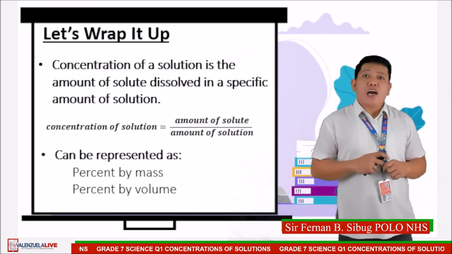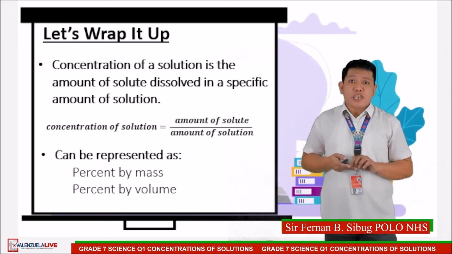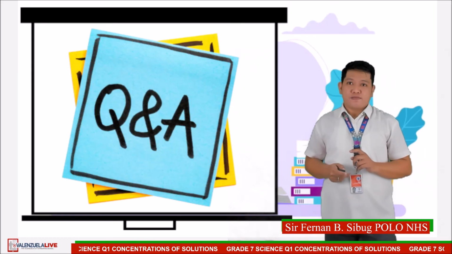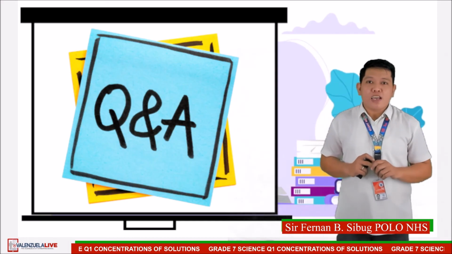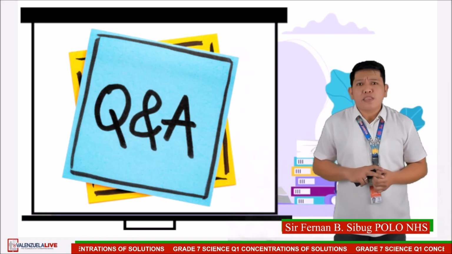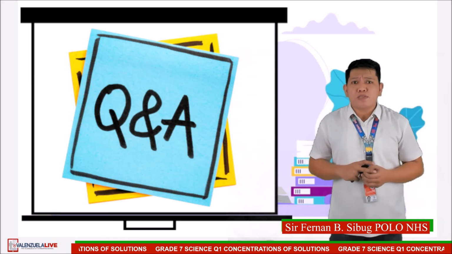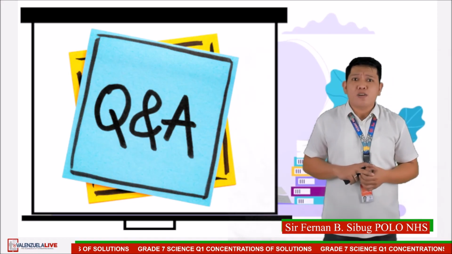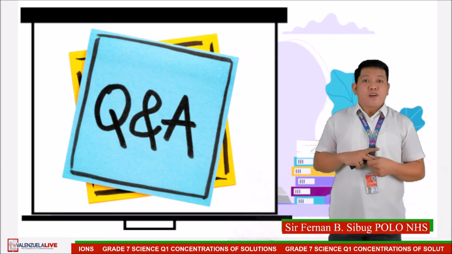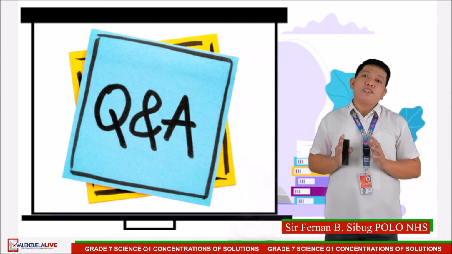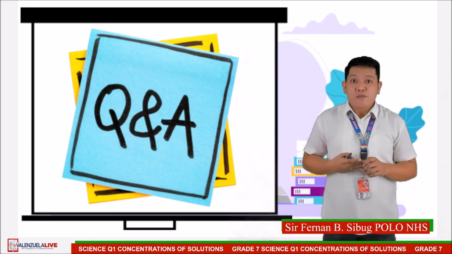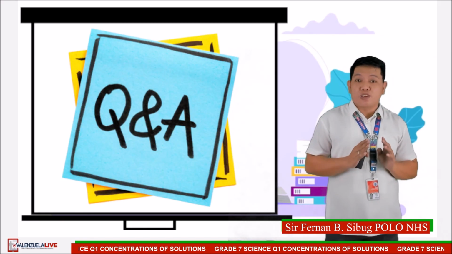Now for this time, I will be answering questions that come from our Facebook Live comment section. Okay, let's have one from POLO National High School. What are examples of solutions that are concentrated? Okay, this is one good question. From our example a while ago, the 70% alcohol solution is an example of a concentrated solution because it has a greater amount of solute than solvent.